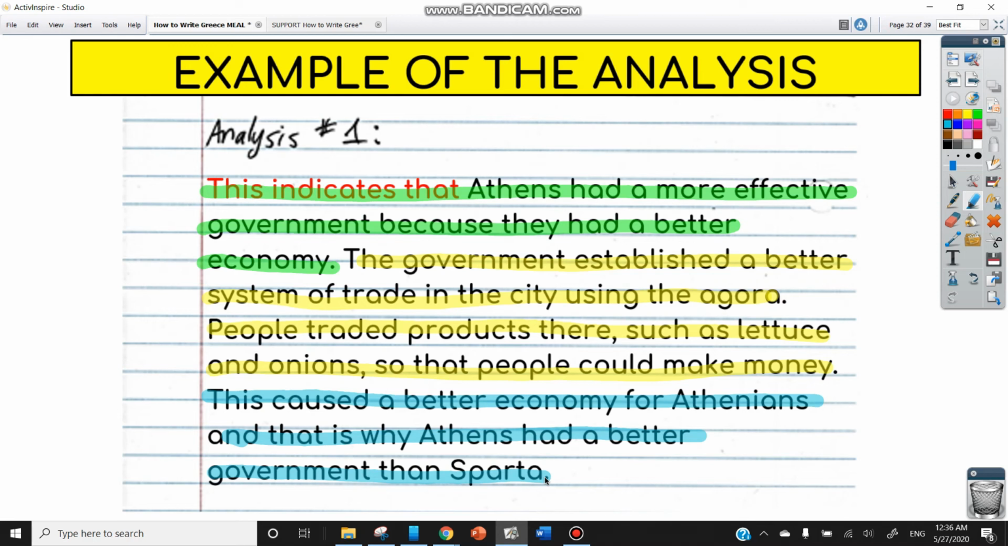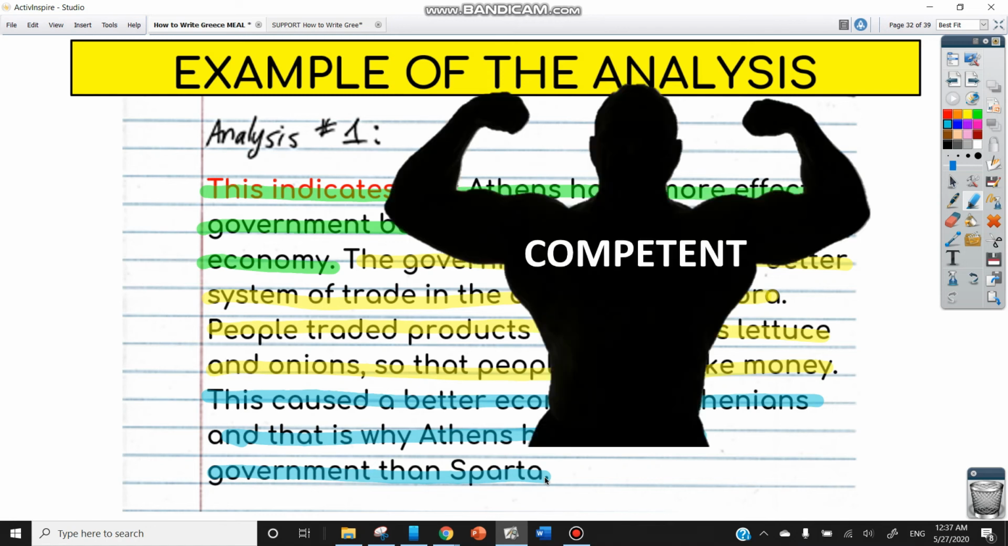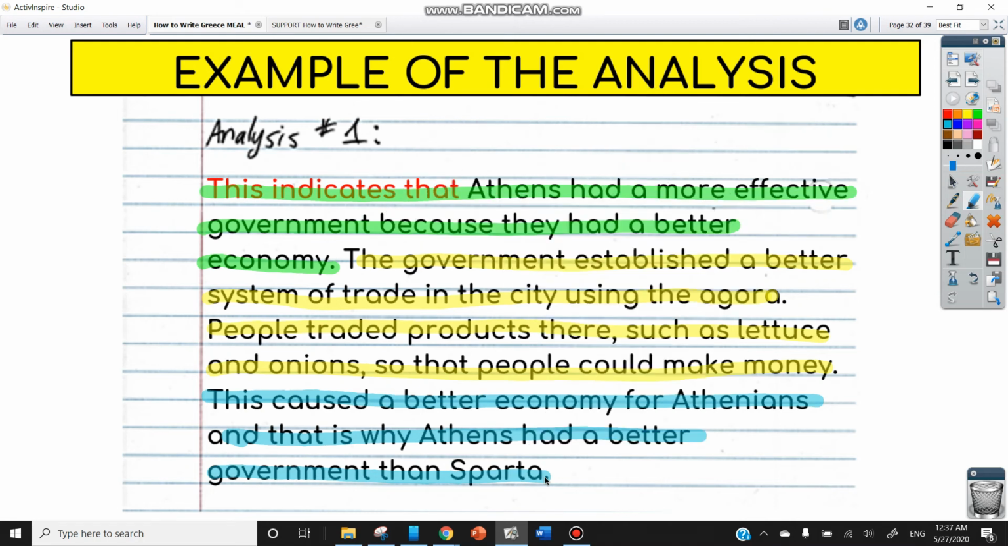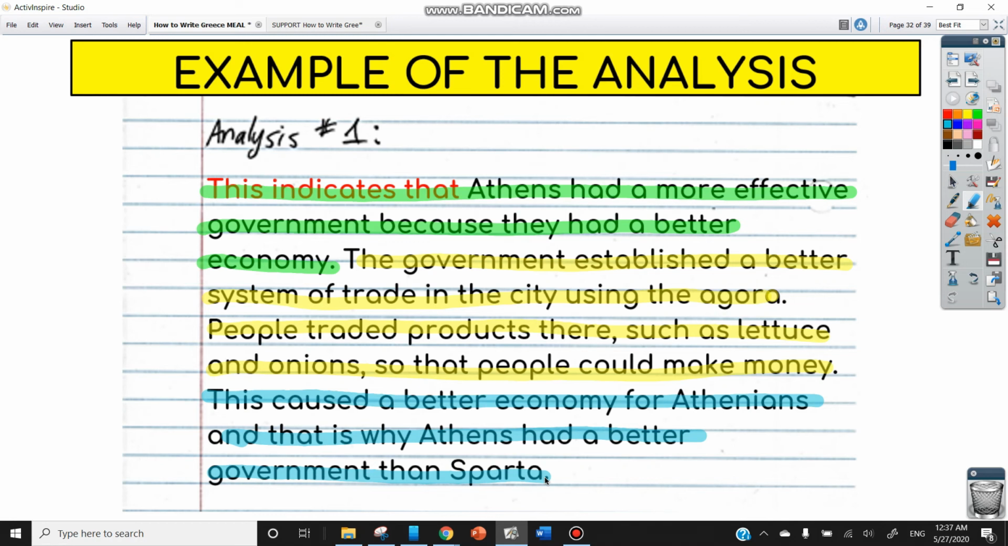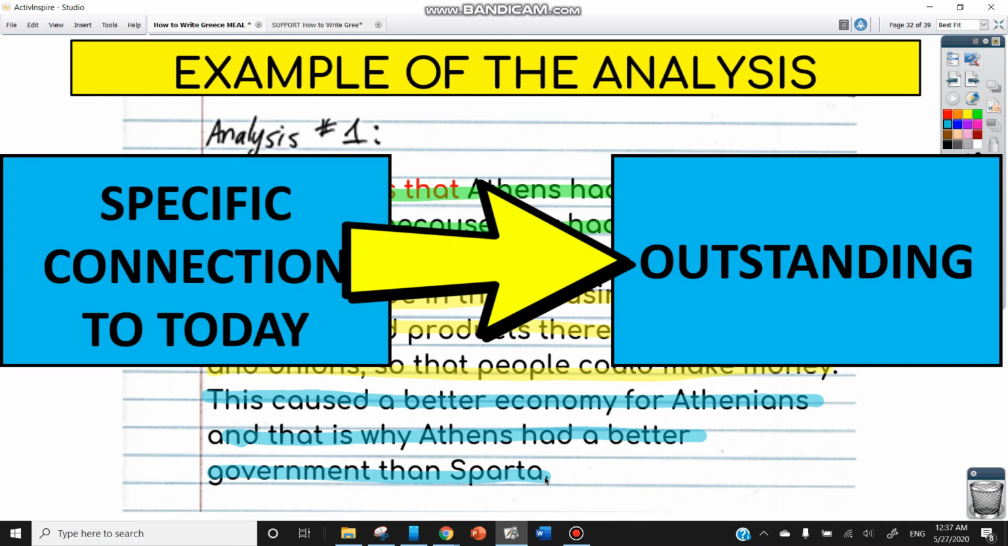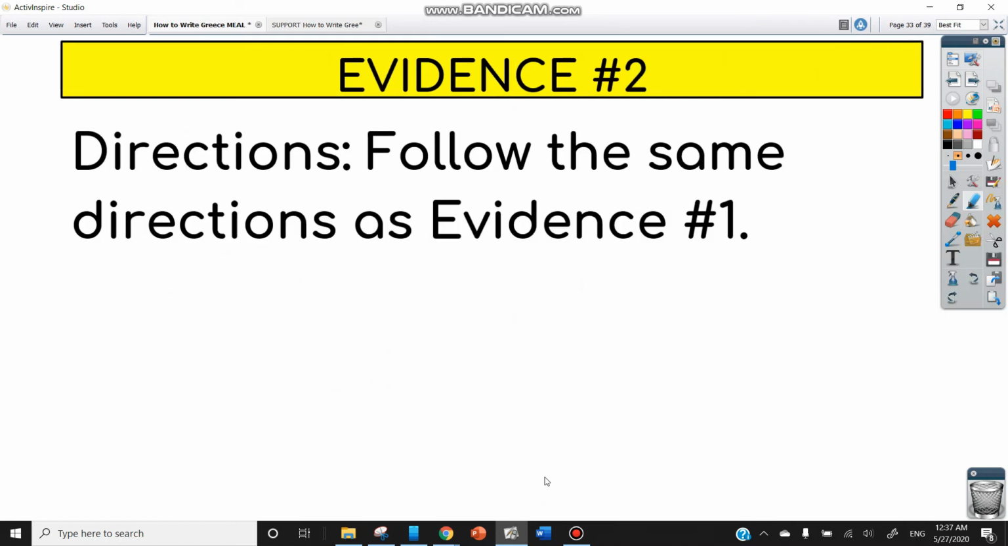Now for this analysis, this includes just 2 of the points. I think this analysis would be considered a strong competent, and if they included a little more detail, then it would be more of a good. But of course, I cannot give more than good for this analysis unless it included an example from the world of today.